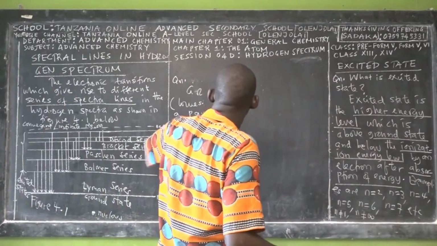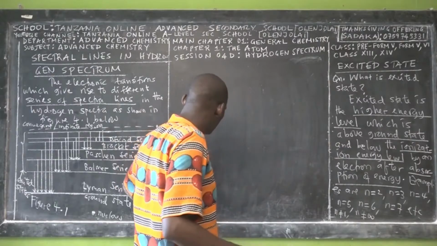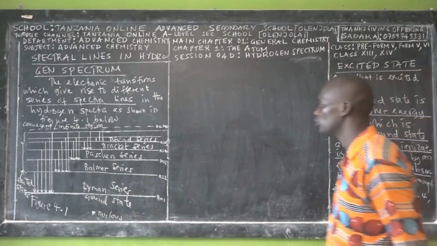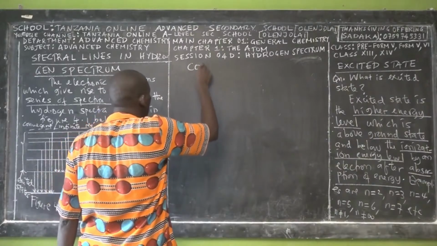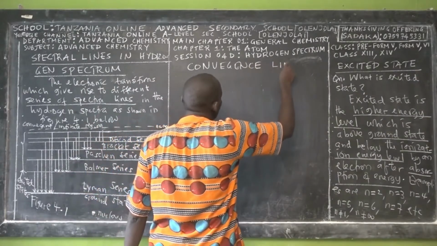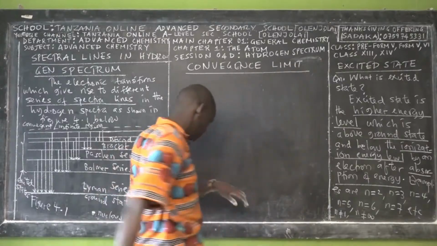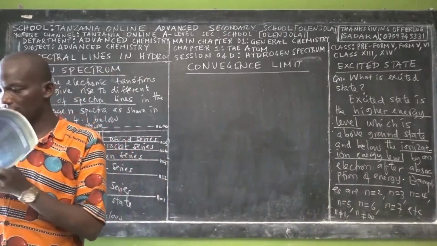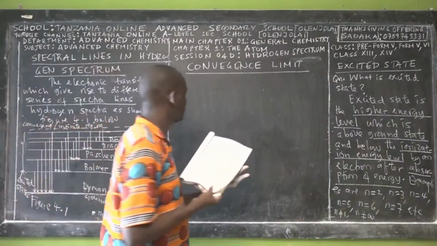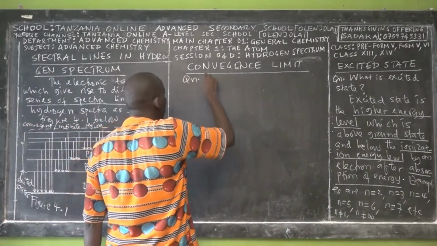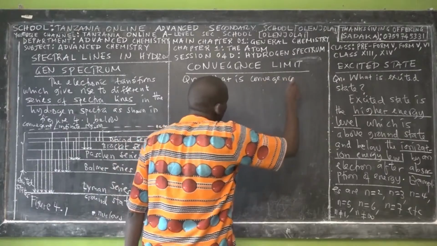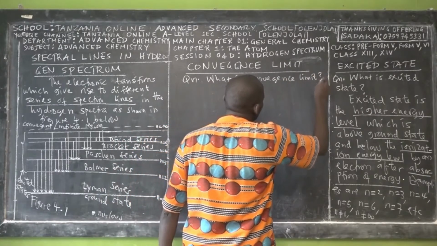So we still have some few terminologies that we have to define about hydrogen spectrum before we discuss the related questions in relation to hydrogen spectrum. We still have two terminologies. The first one is called convergence limit. So the question in our mind is, what is convergence limit?